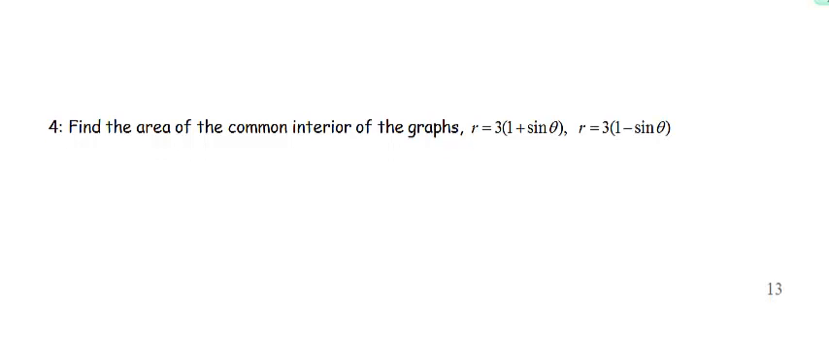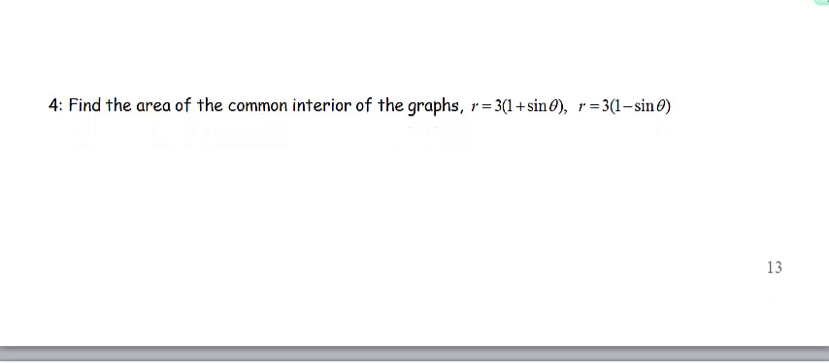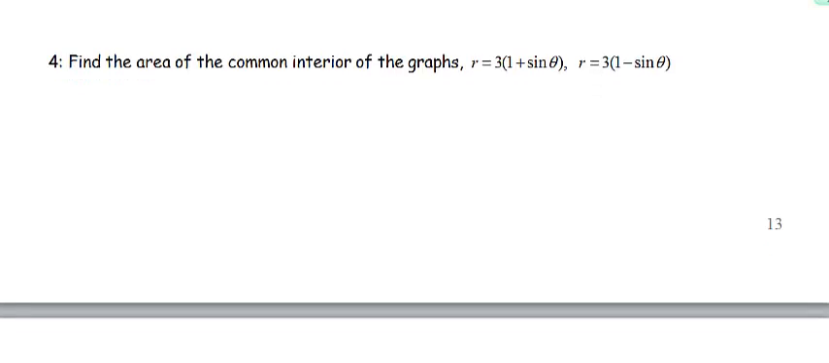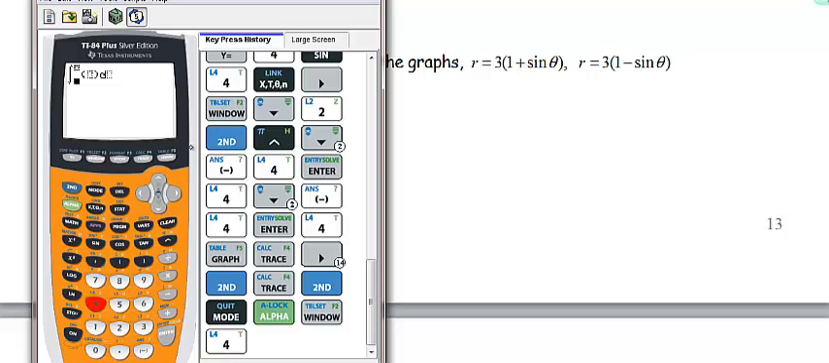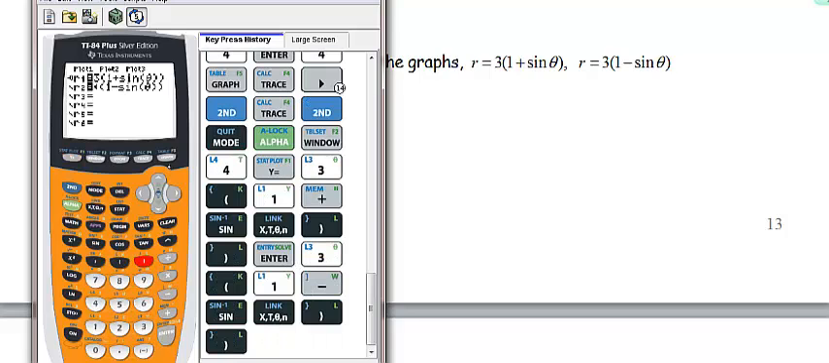Alright, now this next question is a tricky one. And it really kind of requires you to either know what these graphs look like or use a graph. So let's bring up a graphing calculator. And in our R equals, we put both of our equations. And go to the graph. Okay, well, here comes the first one. Alright, here comes the second one.